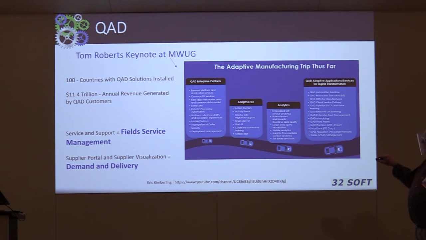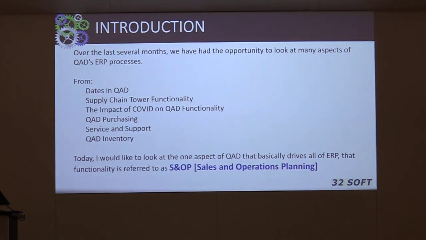I did pick up two interesting tidbits from the Dearborn presentations. There is no longer a service and support. Kind of shocked me, but they have renamed that Field Service Management. So SSM is now FSM. And also, the supplier portal and supplier visualizations have been renamed to demand and delivery. So if you hear those terms, you can get that.